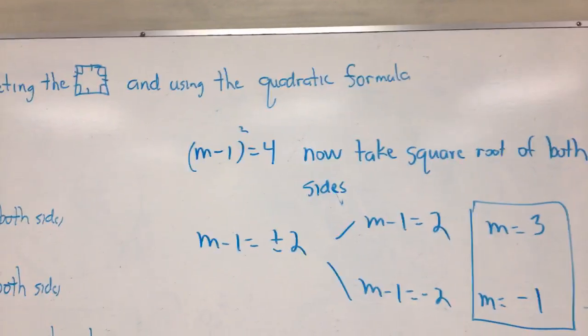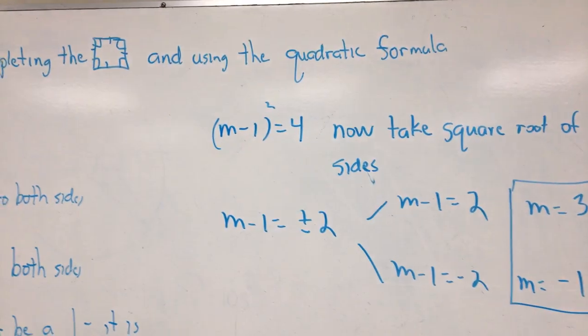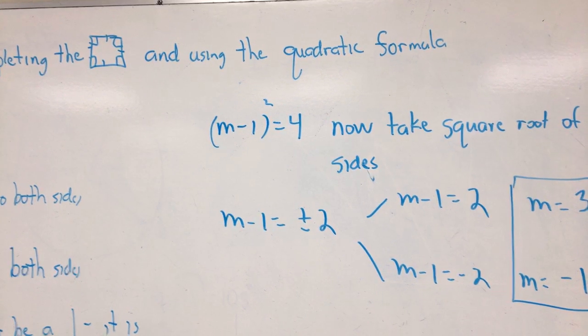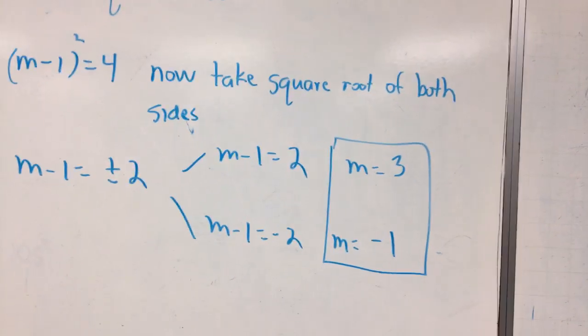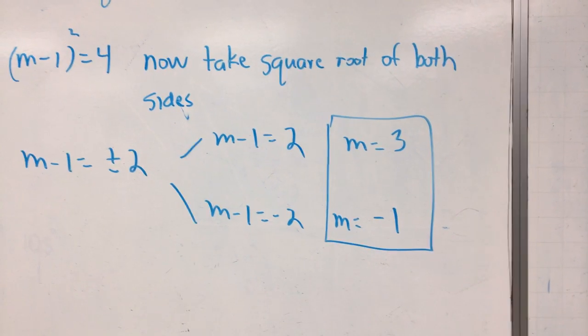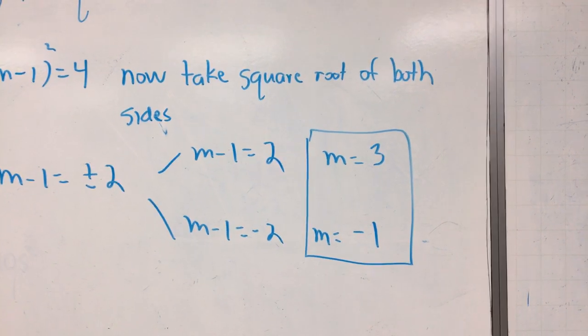Okay? So when I do that, I get m minus 1 is equal to plus or minus 2, because remember the square root of 4 is a positive 2, because positive 2 times positive 2 is 4, and negative 2 times negative 2 is 4. So I got two equations out of this. m minus 1 is equal to 2, or m minus 1 is equal to negative 2, and poof, m is equal to 3, m is equal to negative 1. So those are your two solutions.